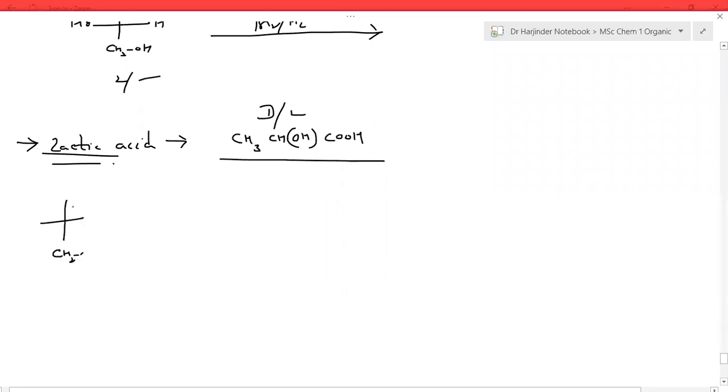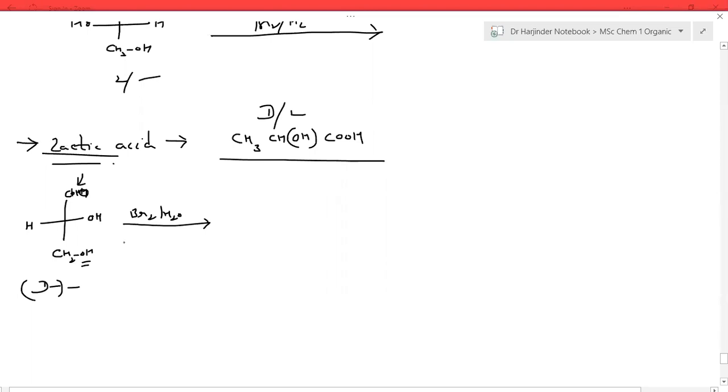So this is your D-glyceraldehyde. So how will you convert this D-glyceraldehyde into lactic acid? That means you have a CHO. You have to oxidize this CHO group and you have to remove this hydroxyl group. So what will be the first step? Bromine water. Oxidation of the CHO group. You can do oxidation by using bromine water.